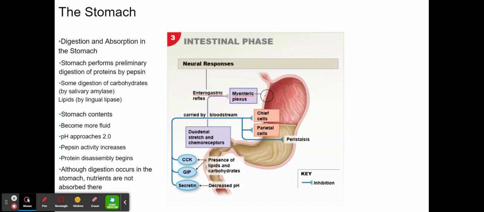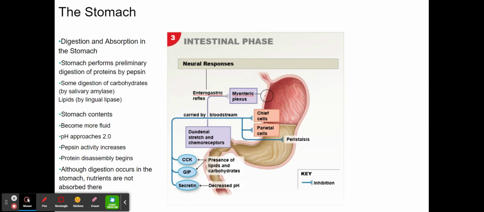The stomach carries out preliminary digestion of proteins by pepsin. For a variable period, it allows the digestion of carbohydrates and lipids by salivary amylase and lingual lipase. These enzymes continue to work until the pH throughout the contents of the stomach falls below 4.5. They generally remain active 1 to 2 hours after a meal. As the stomach contents become more fluid and the pH approaches 2.0, pepsin activity increases.